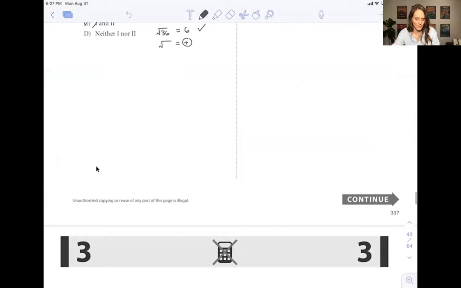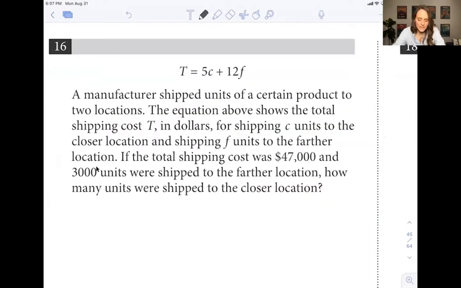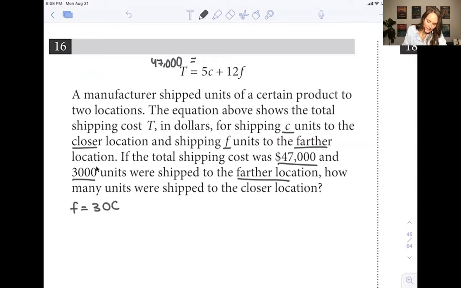Okay, let's go on here to question 16. So they give us an equation. A manufacturer shipped units of a certain product to 2 locations. The equation above shows the total shipping costs, T in dollars, for shipping C units to the closer location and F units to the farther location. If the total shipping cost was $47,000, so I can just plug in 47,000 right there, and 3,000 units were shipped to the farther location, so I can say F equals 3,000 and T equals 47,000.